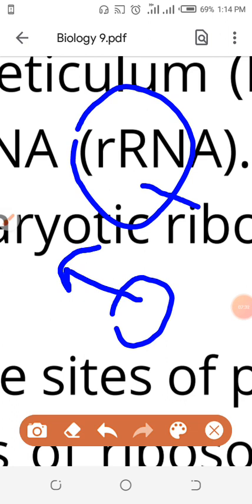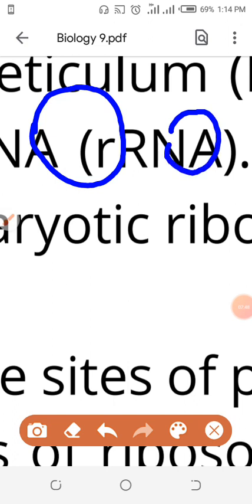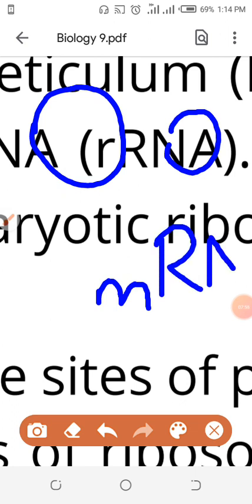They will attach when the messenger RNA comes, after getting the message from the DNA. So as the messenger RNA comes, they both will combine. How will they combine? This is the large ribosomal unit, this is the small ribosomal unit. The messenger RNA coming from the nucleus after getting the message from the DNA is the boss. DNA gives the message to the messenger RNA. Who is it in this case? Messenger RNA. Write messenger RNA in the answer.